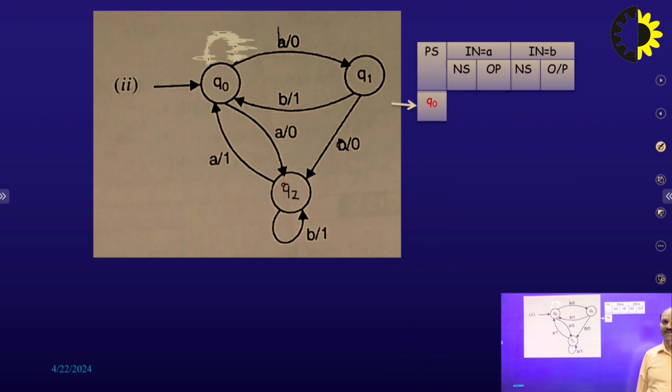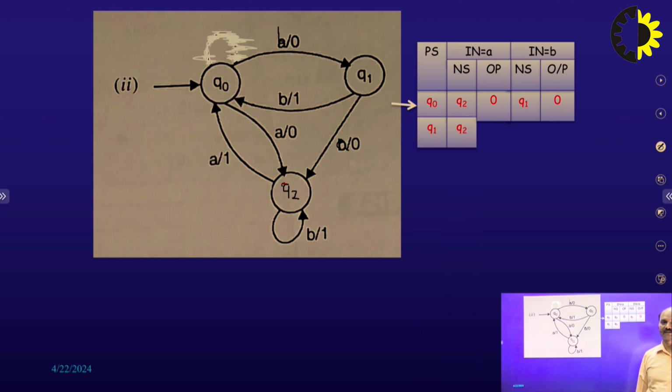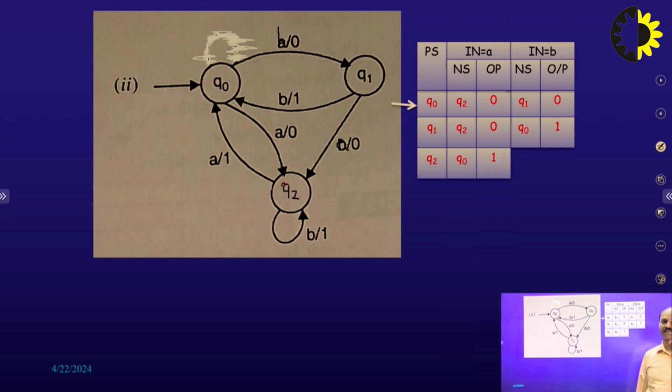That Q0 state, okay, and Q1 state, for Q1 state, Q2 and Q0 and produce output 1. Then another state Q2, for A it reaches to the Q0 and produce output 1. And for B it reaches to the Q2 and produce output 1.